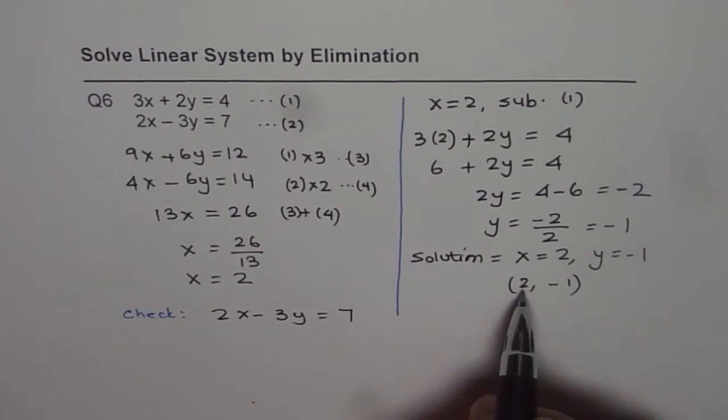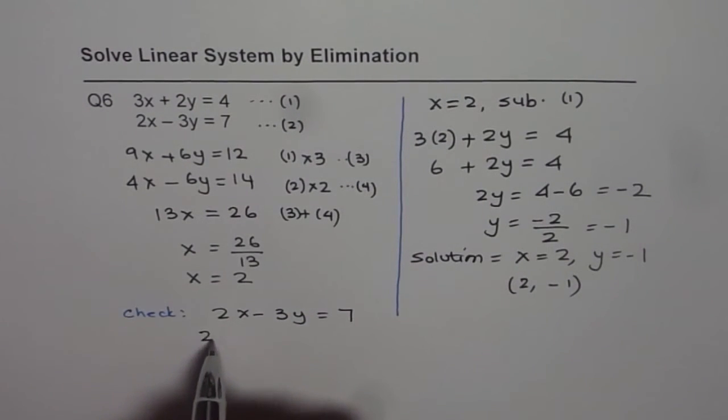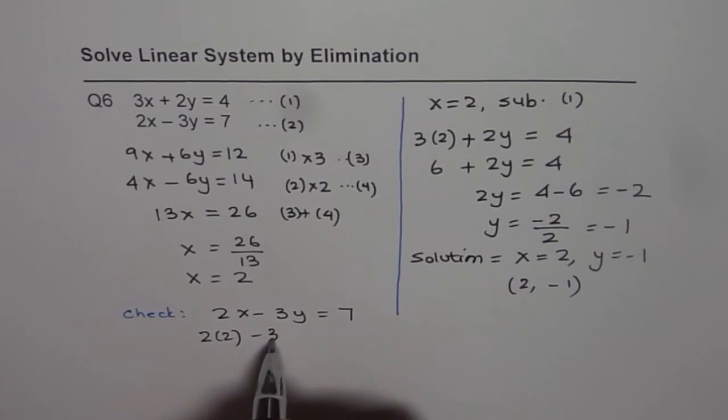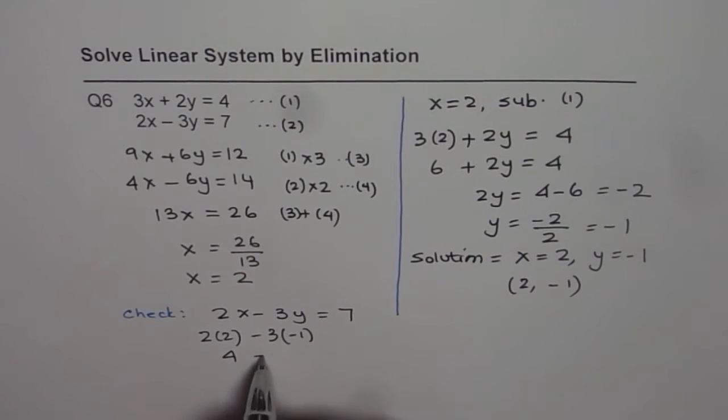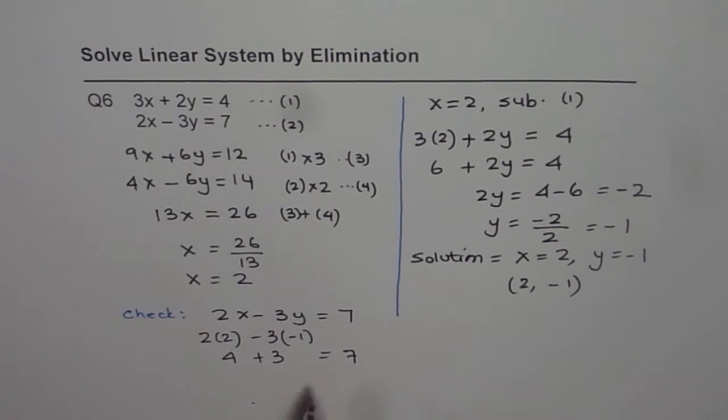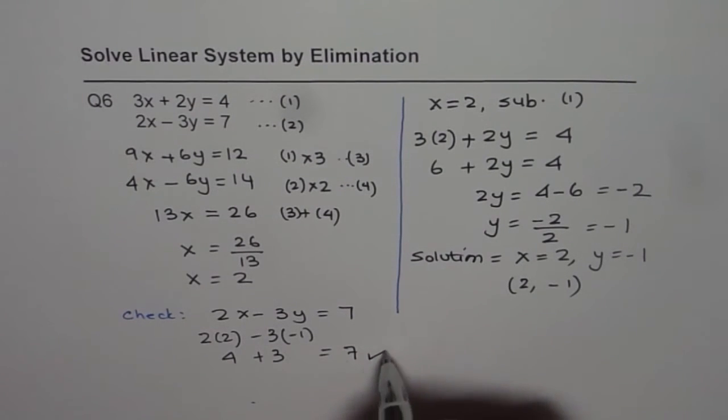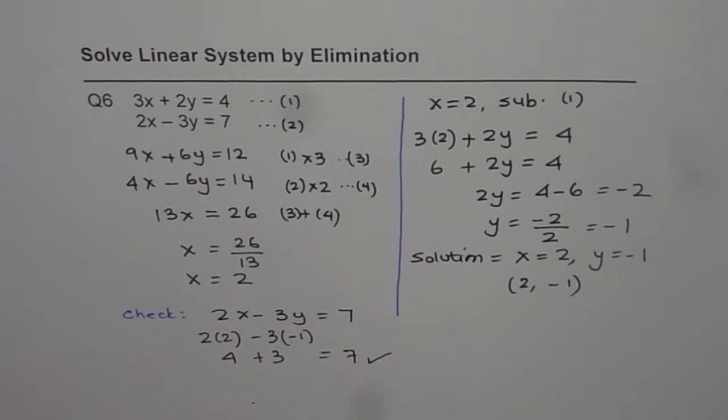So we can place 2 as the value of x. So we get 2 times 2 minus 3 times minus 1. Now 2 times 2 is 4. 3 times minus 1 gives us minus 3, which will make it plus 3. 4 plus 3 is indeed 7, right? So since we get 7, which is same as the right side, so our solution is correct, right? So that is the correct solution indeed. So that is how you can check also your solution.